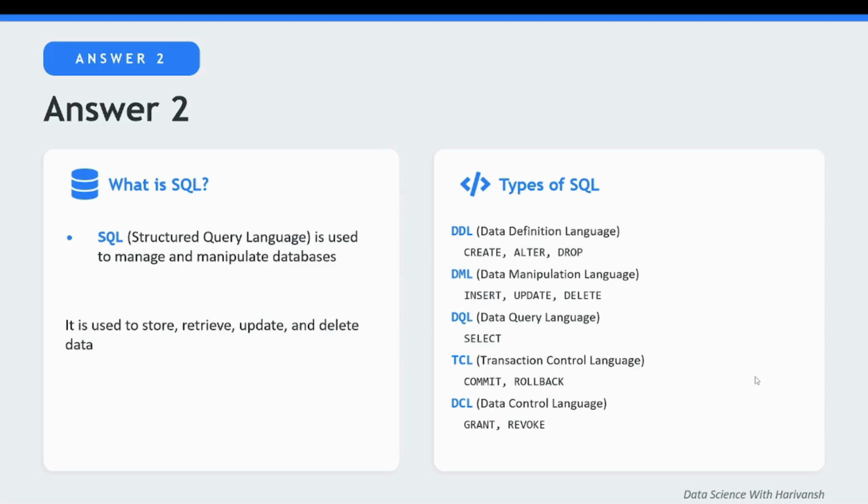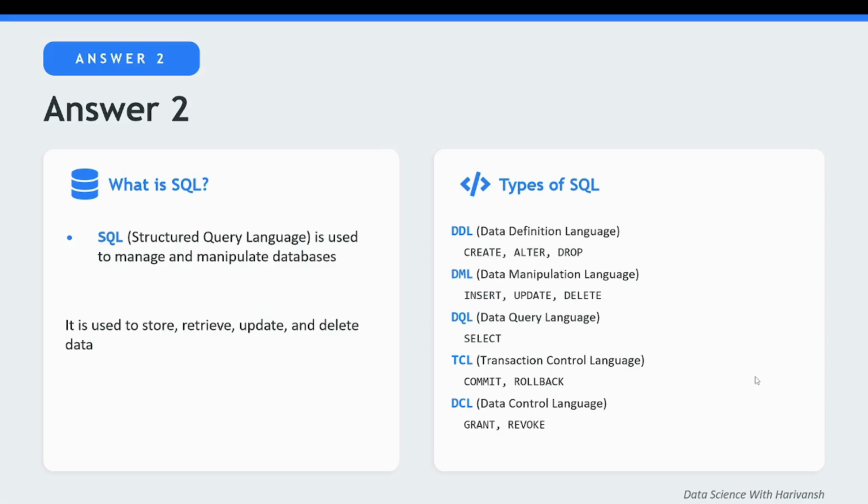DCL, Data Control Language. Finally, we have DCL, which deals directly with database security, permissions, and access rights. DCL utilizes commands like grant to give specific users access privileges and revoke to take those permissions away.